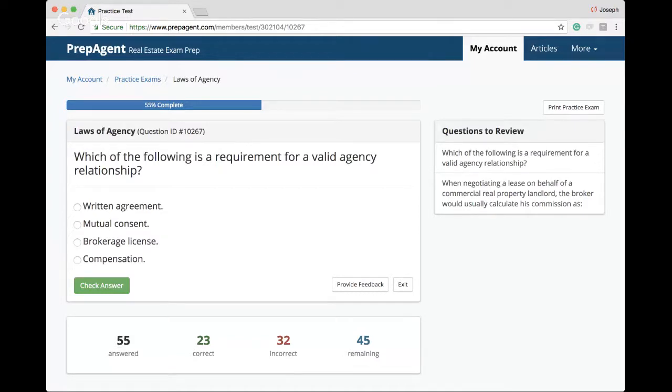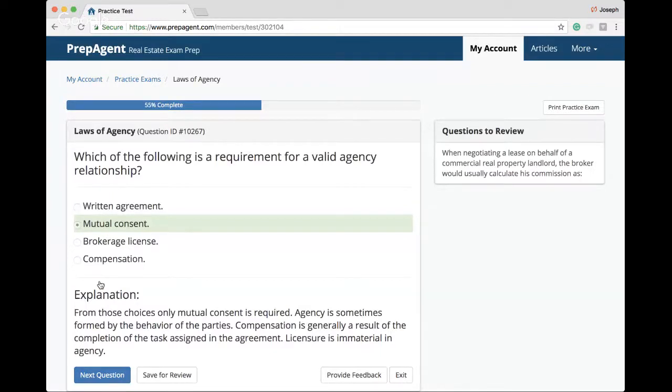Okay, which of the following is a requirement for a valid agency relationship? A, written agreement. B, mutual consent. C, brokerage license. D, compensation. And the answer is B. Good job, everybody.